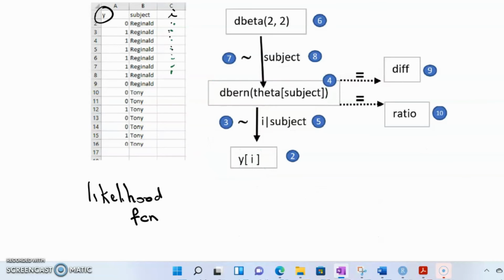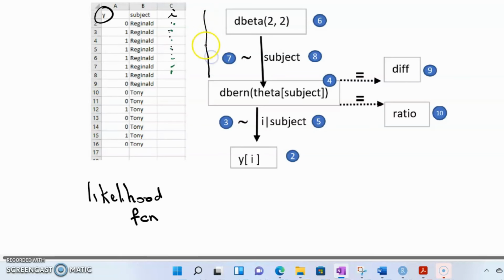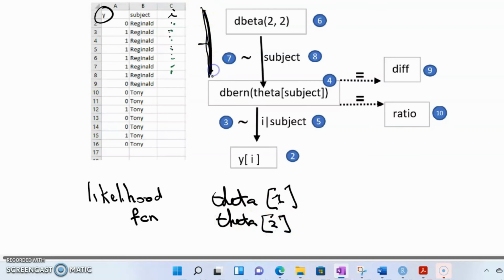And up on top, we have our prior. Now, since we're interested in both Reginald's theta and Tony's theta, we need priors for both. As a consequence, we've got to index these priors according to subject, because we need priors for both. But I'm going to be a bit lazy, and I'm going to say that in both cases, the prior is going to be a rather diffuse prior, a beta 2,2. So that's this bit up here.